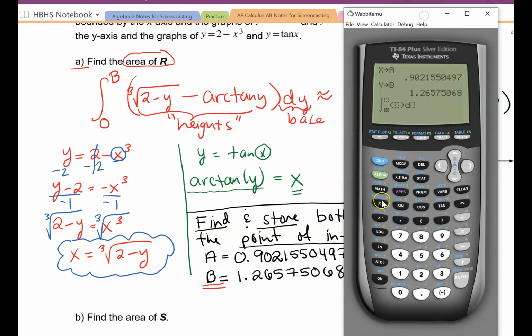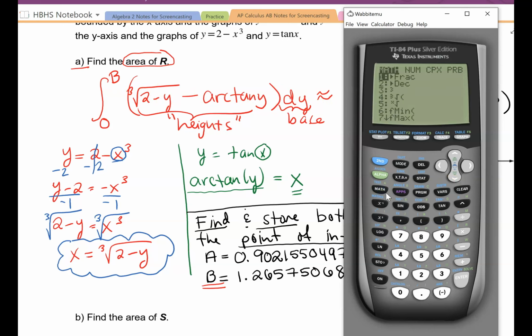So I can see that I want to go from 0 to the value of B that I stored. So I'm going to hit alpha B, and it's using this decimal for that. Now I know on my paper I have it written as the cube root of 2 minus y, and then arctan of y, and then dy. But on the calculator, we're going to have to put all that in terms of x. I'm still going to use these functions, the cube root and arctan, but I'm going to use x as my variable instead of y, because that's the only way that the calculator can do it.